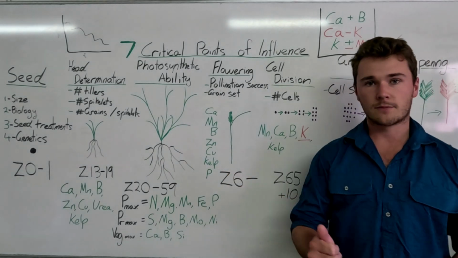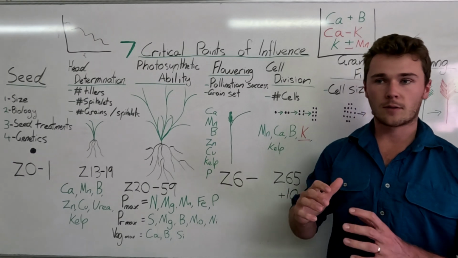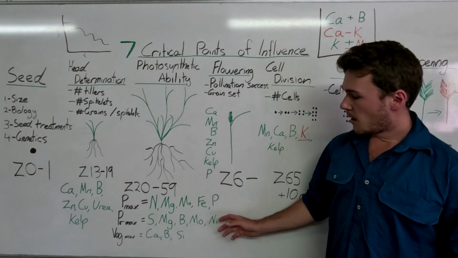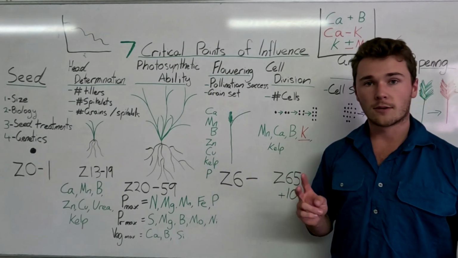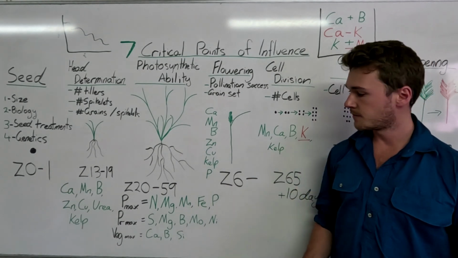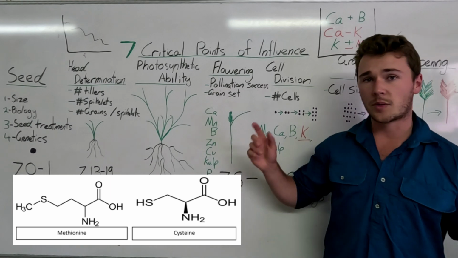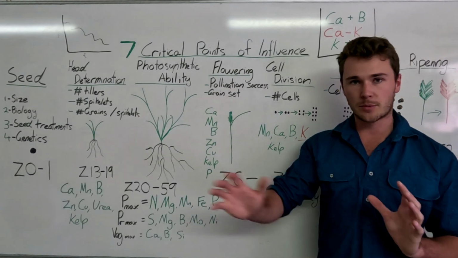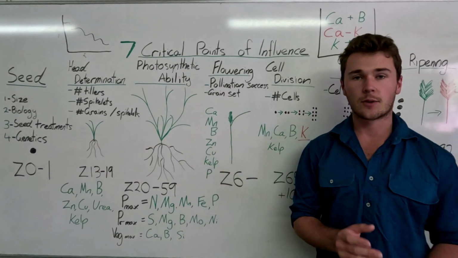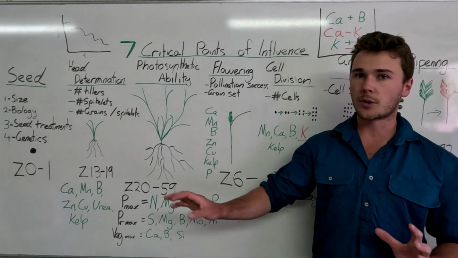So for that, we need the nitrogen, but assuming that we have the nitrogen already, what we need is sulfur. Sulfur is required in the development of two amino acids, methionine and cysteine. Methionine is quite important because it codes the first amino acid for every protein, which requires sulfur. So if you don't have sulfur, you don't get any proteins.